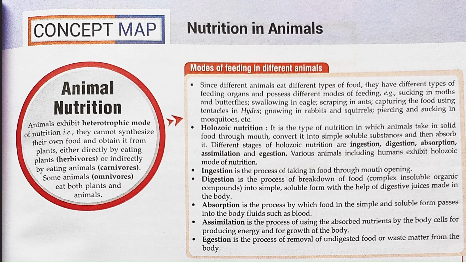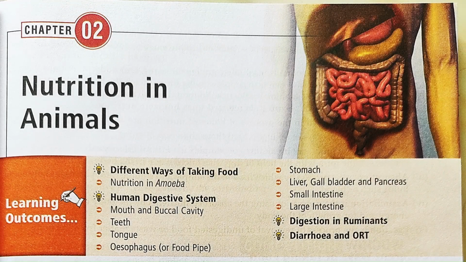Chapter 2 is divided into two parts. First part, we will be covering the modes of feeding in different animals, and then holozoic nutrition. Holozoic nutrition is explained in detail with the help of Amoeba. Then the different stages of holozoic nutrition, that is ingestion, digestion, absorption, assimilation and egestion, are explained. That is covered in this part of the video.